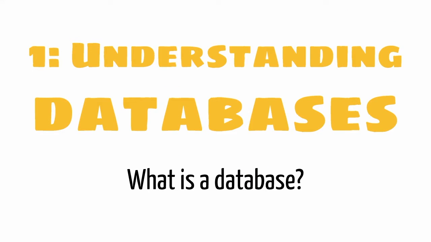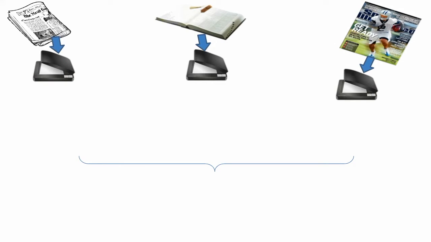Our first goal is understanding databases. We want to know, what is a database? So when we're talking about databases, the first thing we need to do is look at paper copies of articles. When I say paper copies of articles, I'm talking about copies of articles that come from newspapers, books, and magazines. A company takes these paper copies of newspapers, books, and magazines, and they digitize the copies.